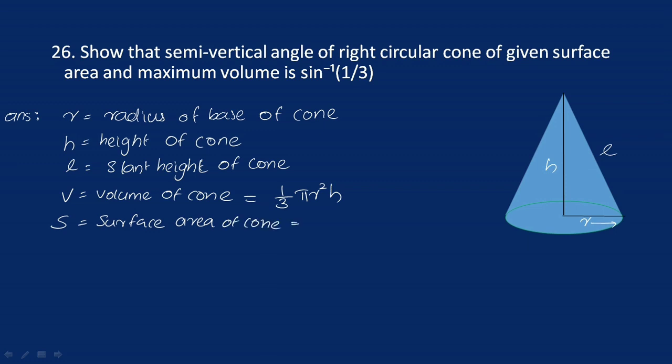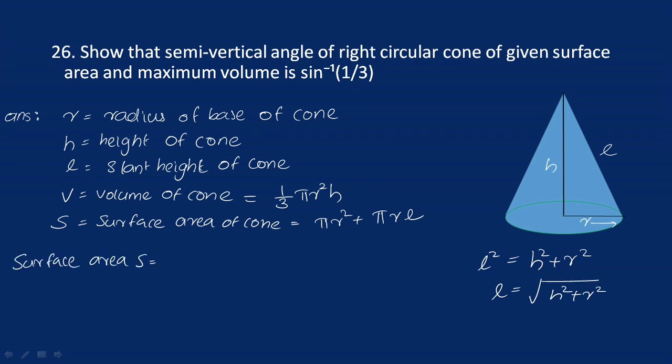Now from the figure of the cone we have l, h and r, so it's a right angle triangle. Applying the Pythagoras theorem, we have l square is equal to h square plus r square, or l is equal to root of h square plus r square. So the surface area of the cone S is given by pi r square plus pi r l, and instead of l we have root of h square plus r square.